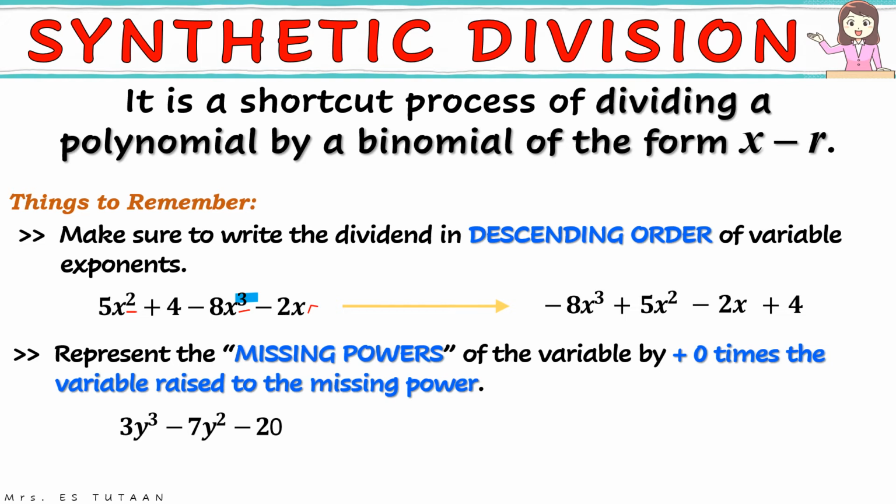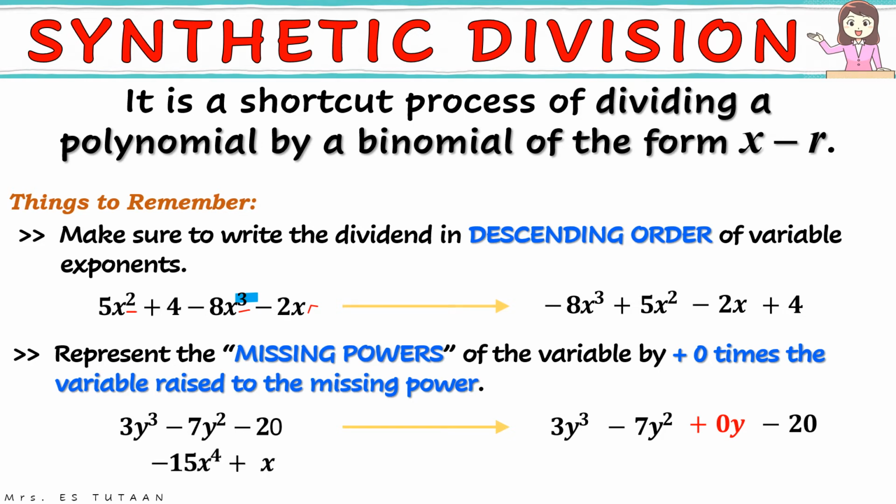So, tingnan nyo yung ating terms. So, we have 3, 2. Meron ba tayong y? Meron ba tayong constant? So, ang nawawala dyan ay yung ating y term. So, that means we are going to insert plus 0y sa ating polynomial. So, that becomes 3y cubed minus 7y squared plus 0y minus 20.